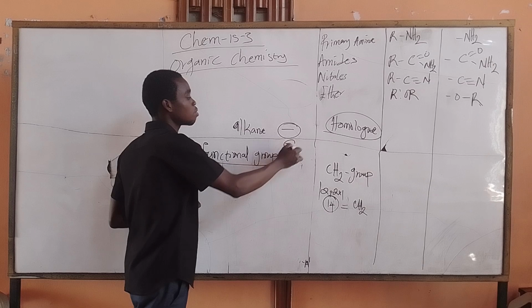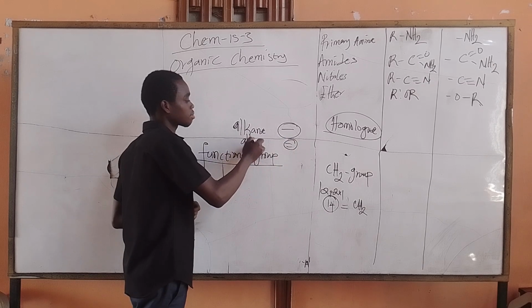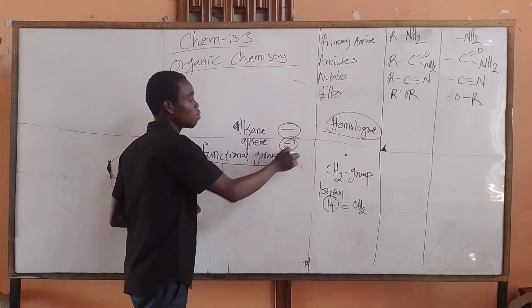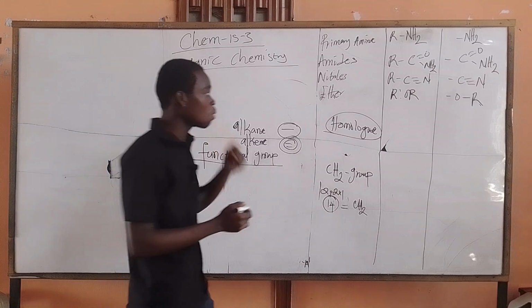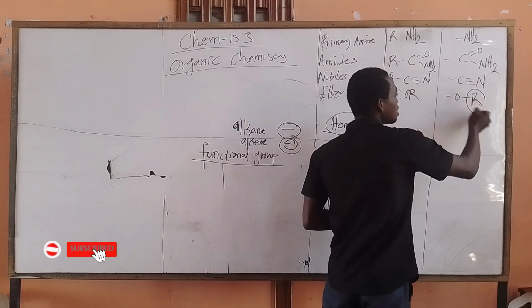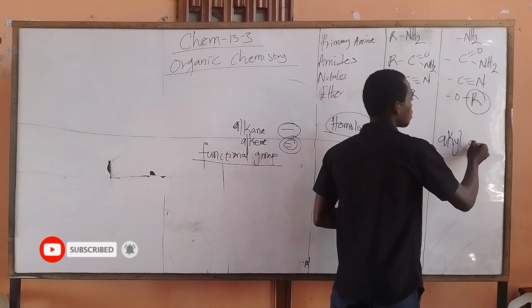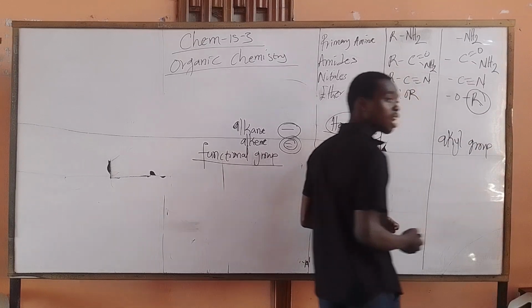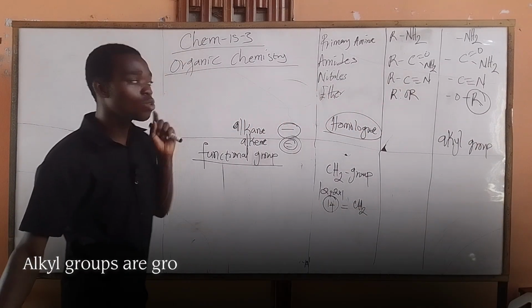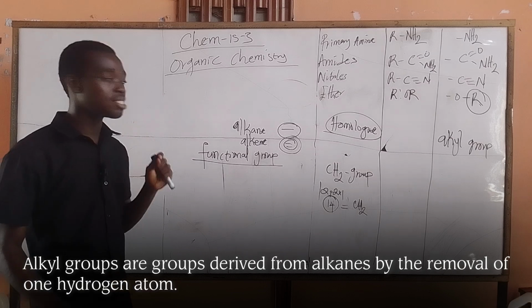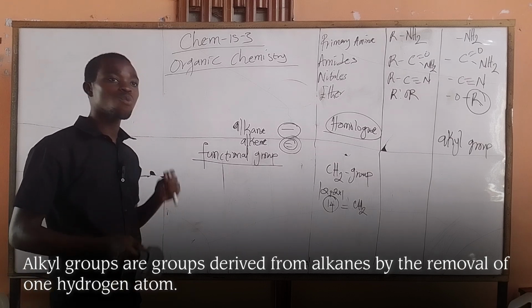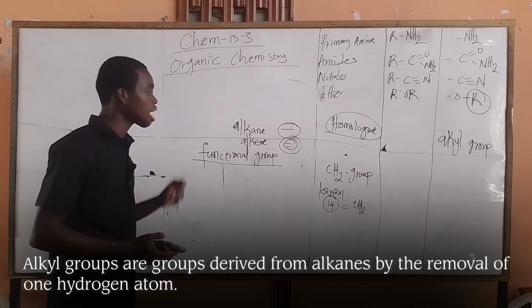We have the double bond, the alkene. So all of these, they are what? Functional groups. Now we see the arrow here. This arrow is the alkyl group. What are alkyl groups? Alkyl groups are groups derived from alkanes by the removal of one hydrogen atom.